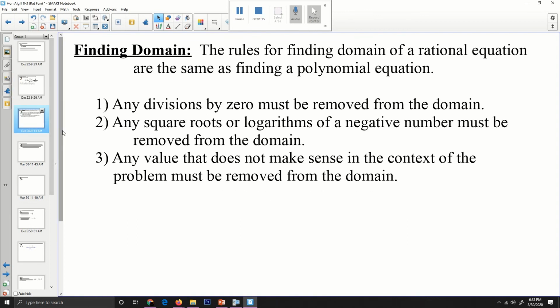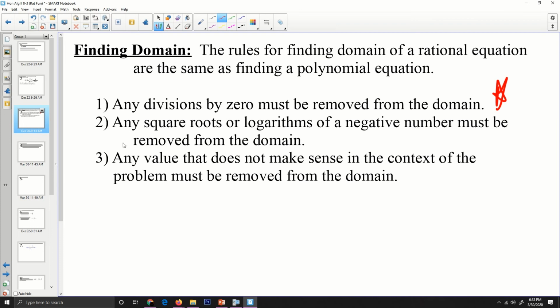Okay, finding domain. We've got to talk about domain. We've done this a number of times. The rules for finding the domain of a rational function are the same as for a polynomial or any function. We always start with all real numbers, and any values for x that cause a division by 0 have to be removed from the domain, and that is going to be the big one for this particular section. We won't have any square roots, we won't have any logarithms, and most of our application problems won't have to deal with the domain anyway. So we're just looking for divisions by 0.